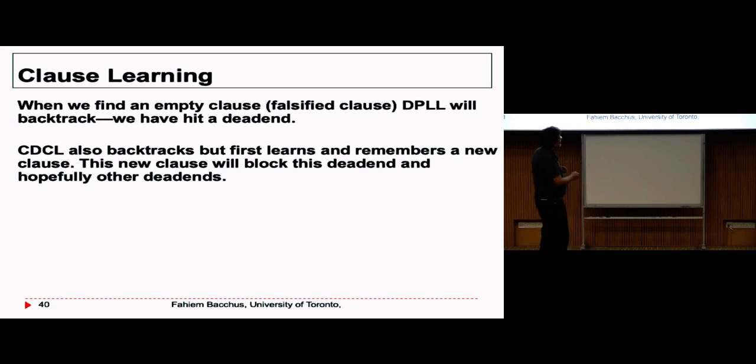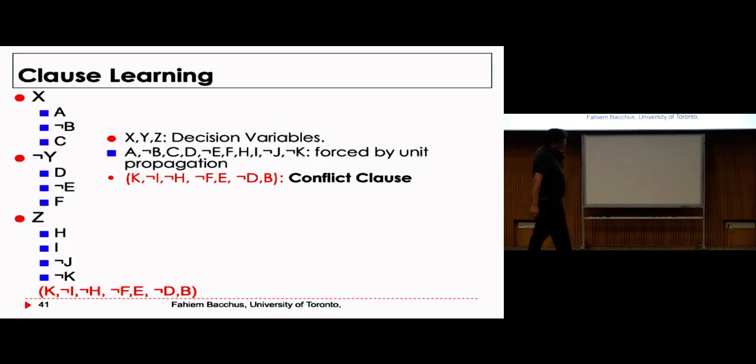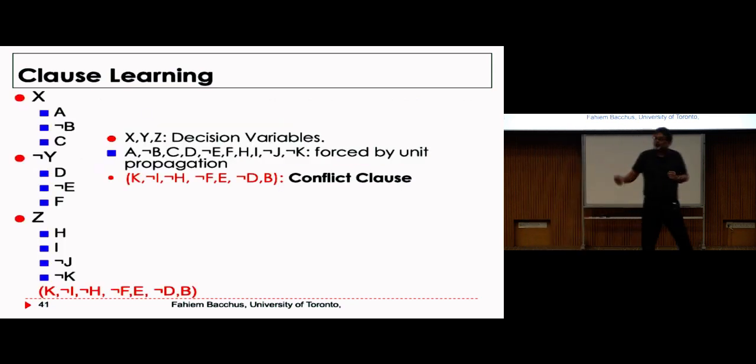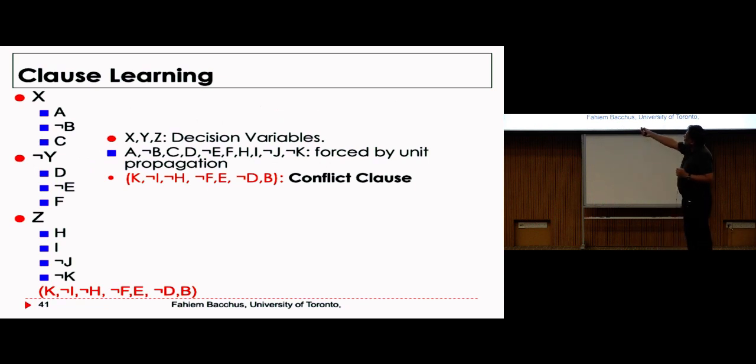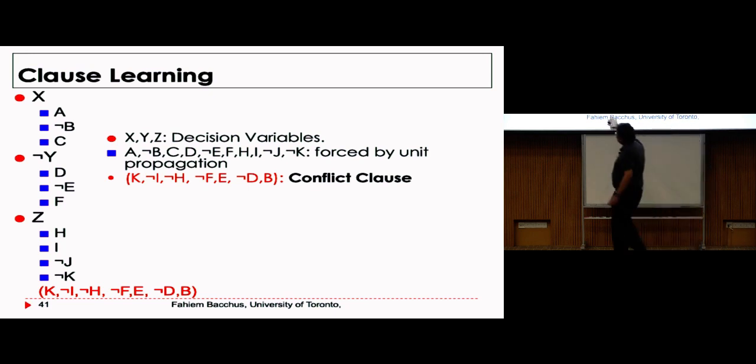That's the key notion. So let's take a look. So we have a trail. The literals with red dots are the decisions we've made. The literals with blue squares are the unit implied literals. So we have a trail with decisions, and intermixed are some unit implied literals. Now we've got to this point where this clause is being falsified.